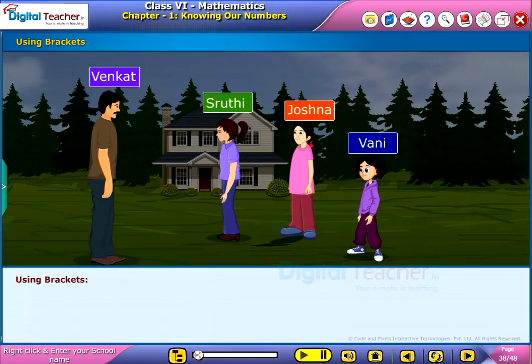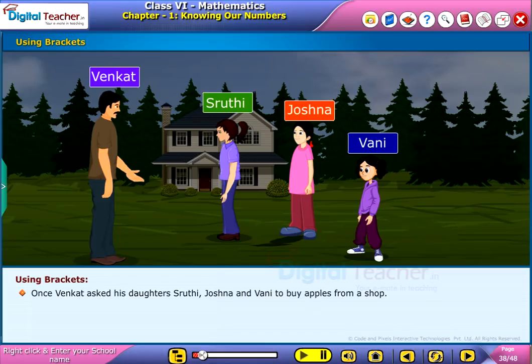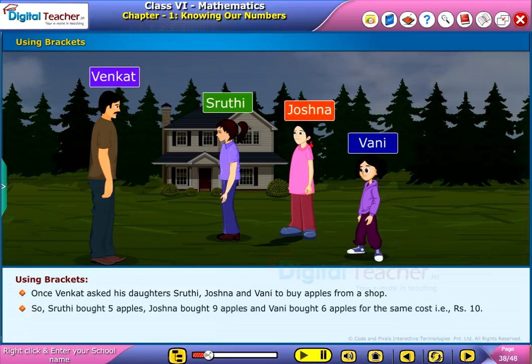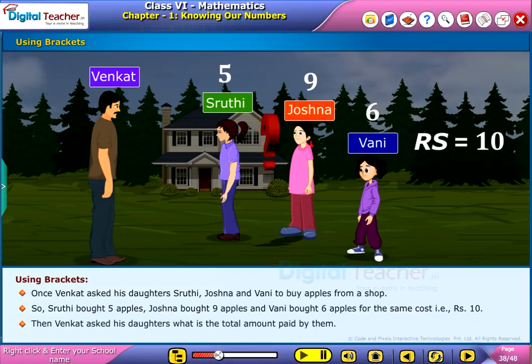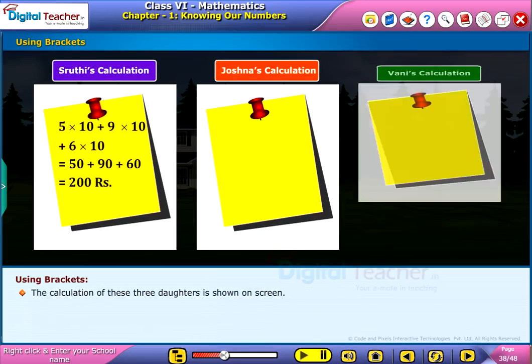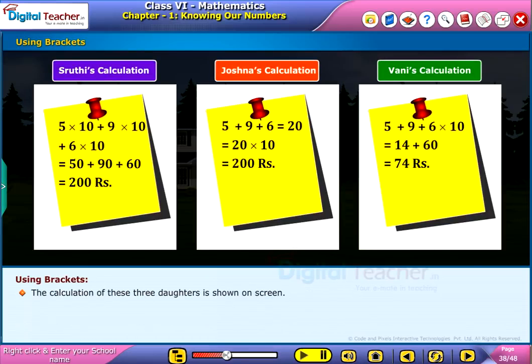Now, we shall know about the usage of braces. Once Venkat asked his daughters Shruti, Joshna and Vani to buy apples from a shop. So Shruti bought 5 apples, Joshna bought 9 apples and Vani bought 6 apples for the same cost, that is rupees 10. Then Venkat asked his daughters what is the total amount paid by them. The calculation of these 3 daughters is shown on screen.